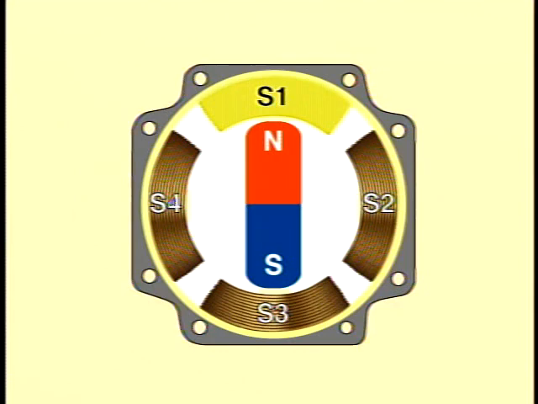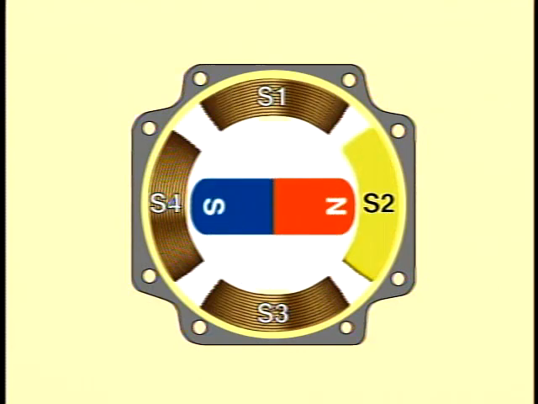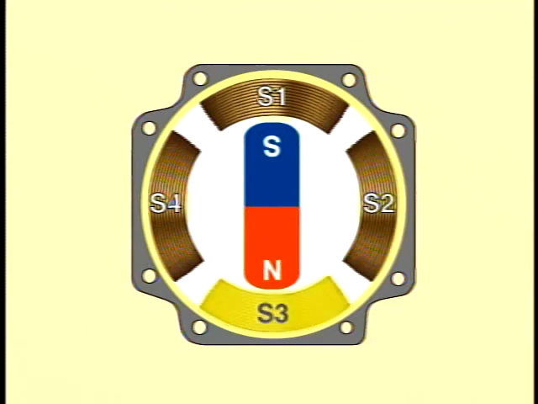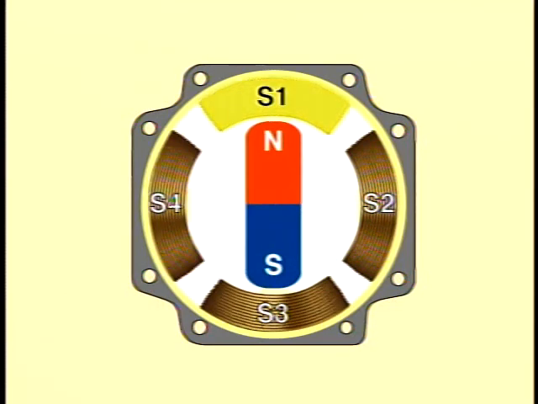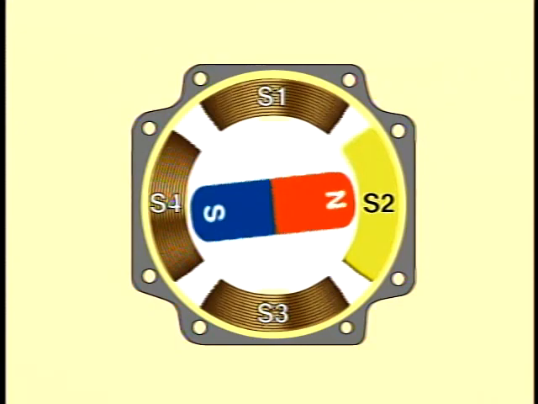Next, when the direct current is turned off in the S1 coil and turned on in the S2 coil, the S2 coil becomes an electromagnet and draws the rotor. The rotor rotates 90 degrees clockwise and stops facing the S2 coil. As you can see, the direct current is turned on in the coils in sequence, which then rotates the magnetic field and moves the rotor step by step.